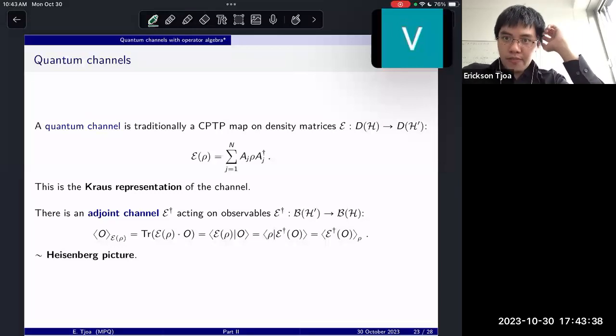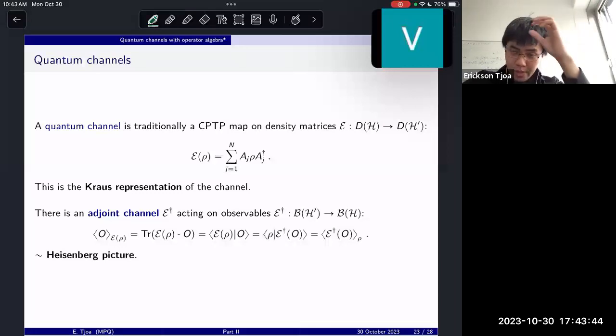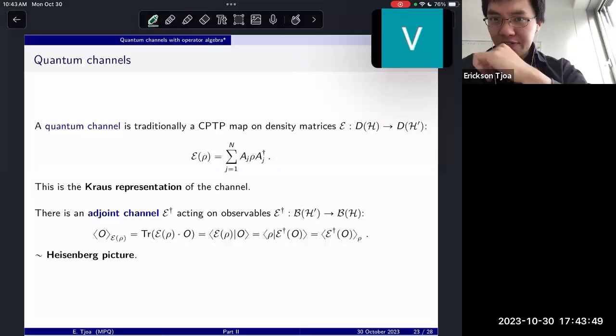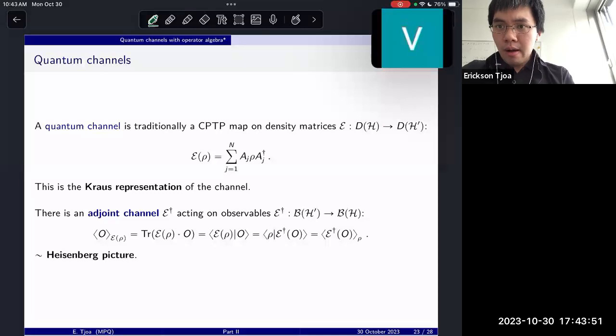When you take expectation values with respect to some operator O, you realize that just by properties of the Hilbert-Schmidt inner product, when you take the trace, you can define what we call the adjoint channel, which acts on the operators themselves. If you think of the quantum channel as evolving the state, now the adjoint channel evolves the operator and keeps the state static. So this is one way to generalize the Heisenberg picture into the language of quantum channels.